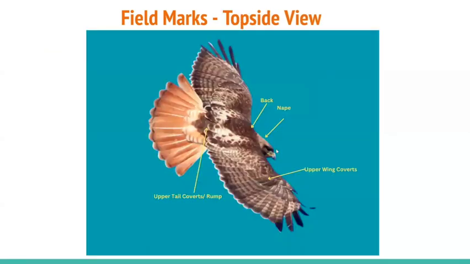Here we have the top side. You can see the nape in the back. A lot of times you're not really able to see these super well from the ground. So this would be more kind of viewing a bird either perched or from above, like at certain hawk watches. And then we have the rump and the upper wing coverts.